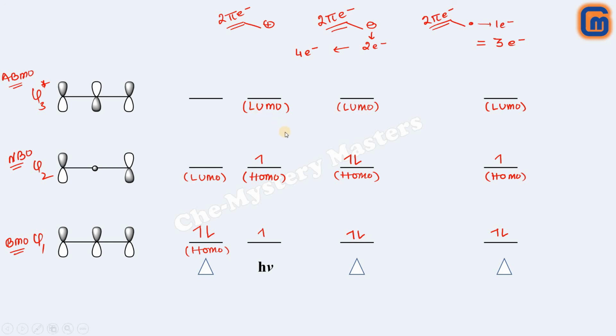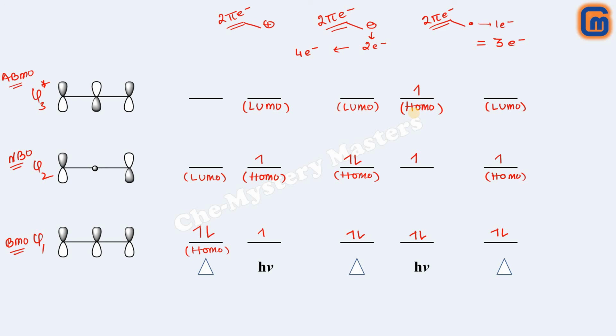If you talk about the h nu condition for allyl anion, in that case the lower electrons, those present in psi1, will remain there, but one of the electrons from the psi2 molecular orbital will get excited and reach the next energy level, that is psi3 star, the anti-bonding molecular orbital, and the HOMO will change. So psi3 star will become HOMO and there will be no LUMO in this case.